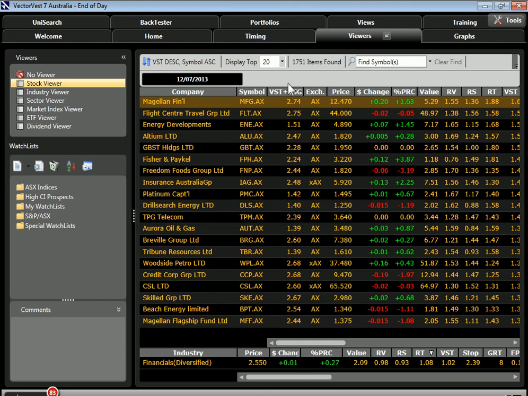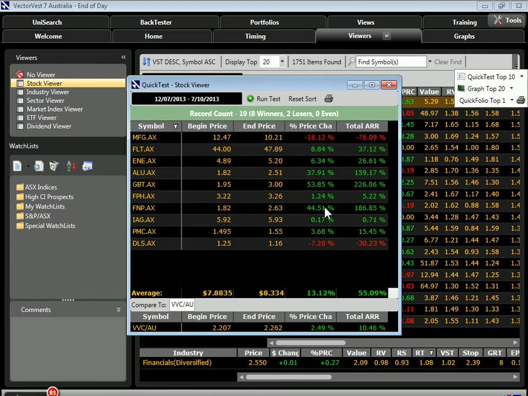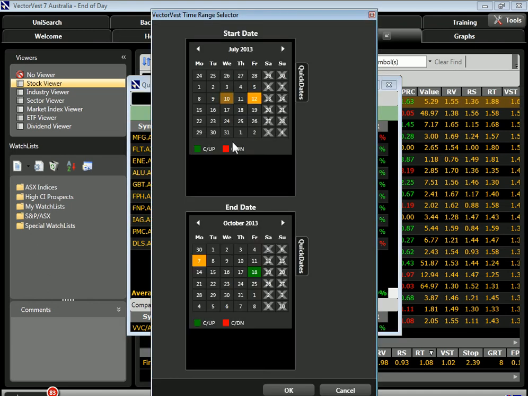Had we purchased, say, the top 10 positions and held them to current time, just as a quick example, we can do what's called a quick test. And we're going to quick test the top 10. And we'll test them all the way up to current.